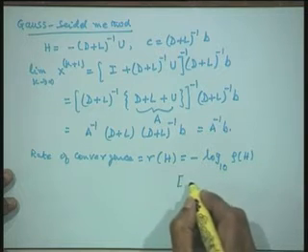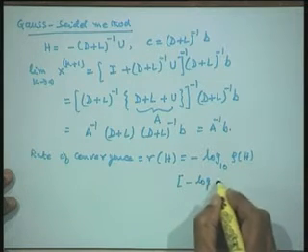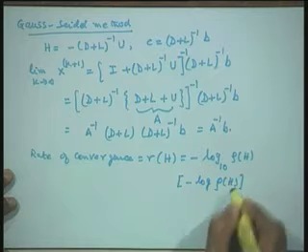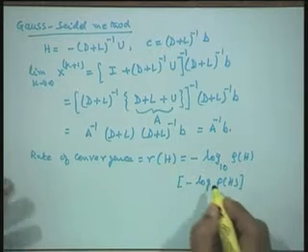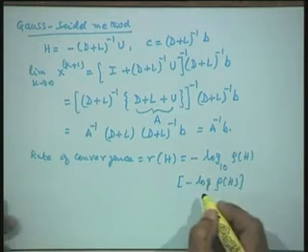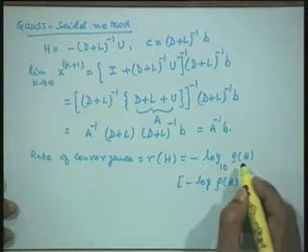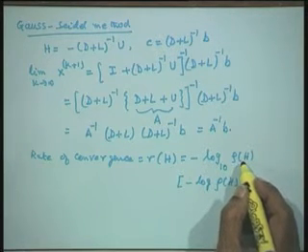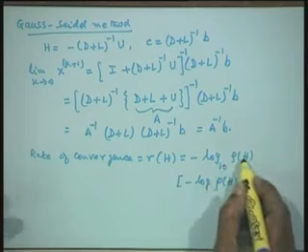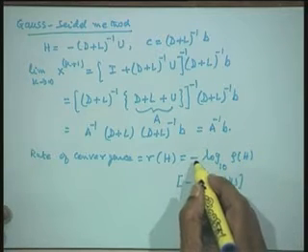Some books do use base e also, but state that you are using base e. Now, you can see that the spectral radius is a quantity less than 1, therefore the logarithm of that number is a negative number. So, this becomes a plus sign.